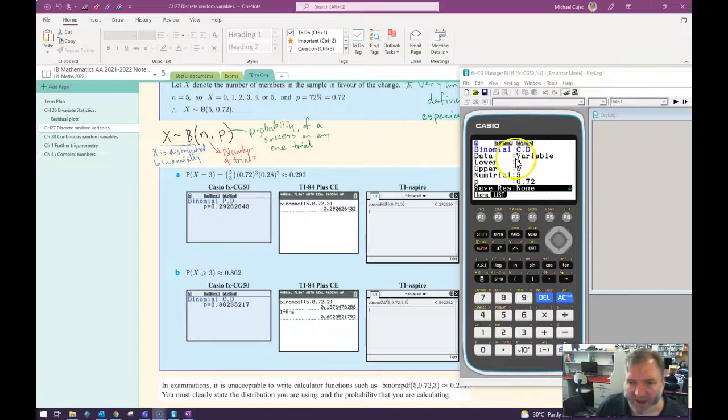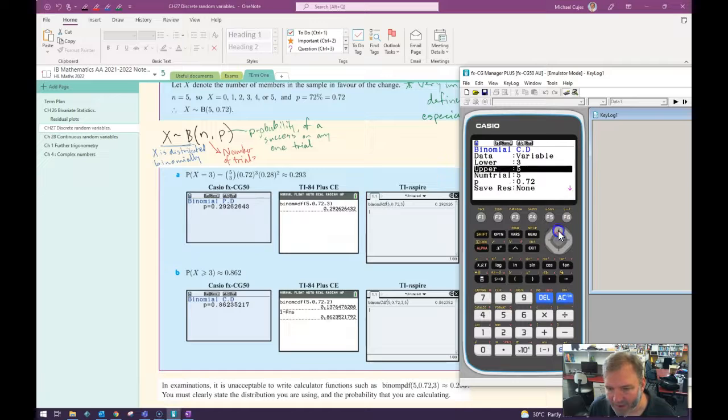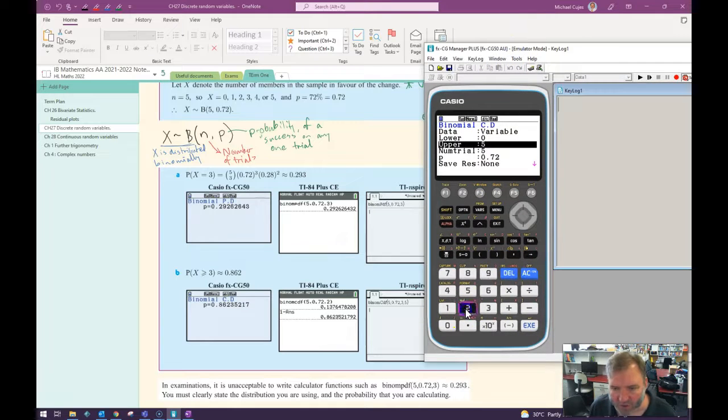I could achieve that on my Casio the same way. So had I gone back up here, let's just go back up and edit. I want my lower limit to be 0, and my upper limit is going to be 2. So that's now finding the probability between 0 and 2. I get the 0.1376, and then if I go 1 minus that, that's where I'm going to get the right answer there. So that's the cumulative distribution.